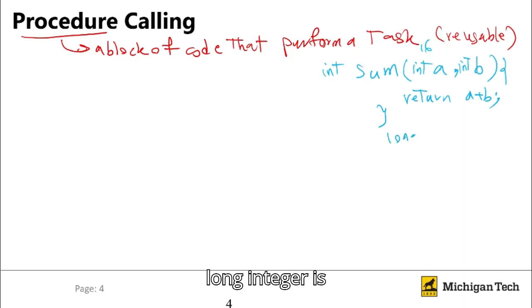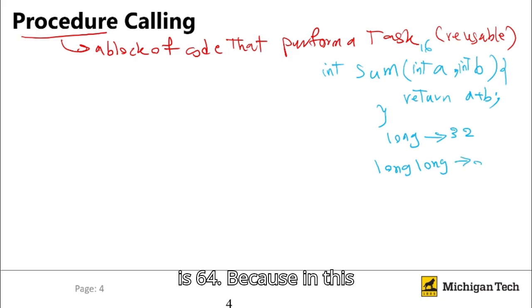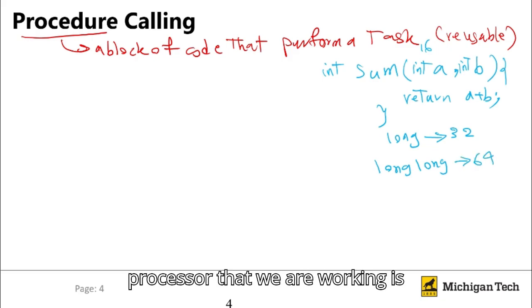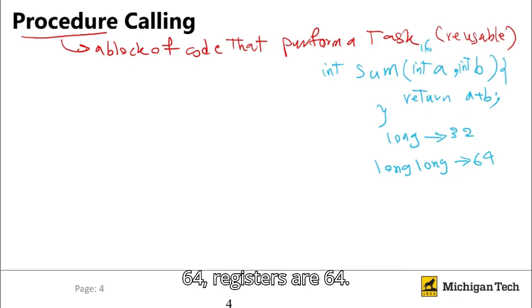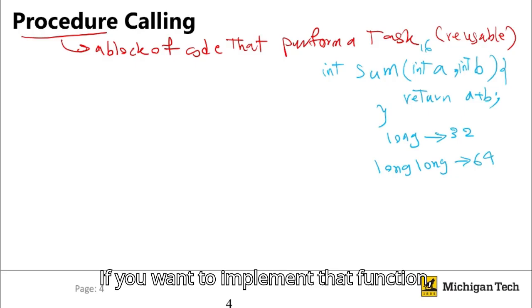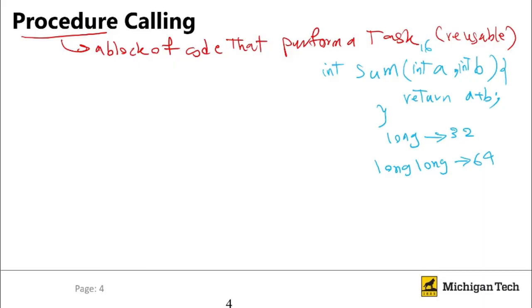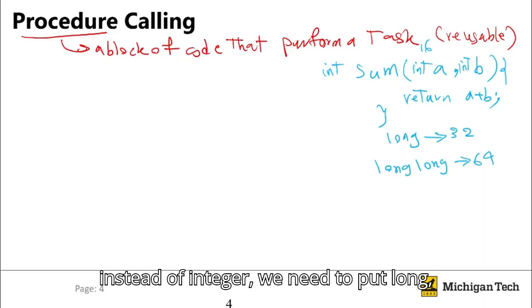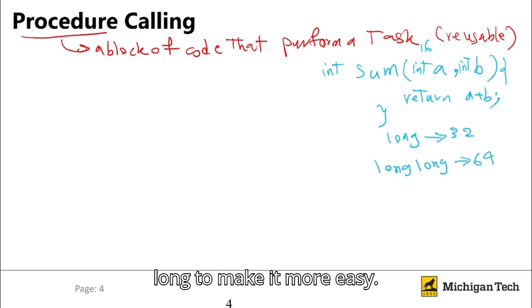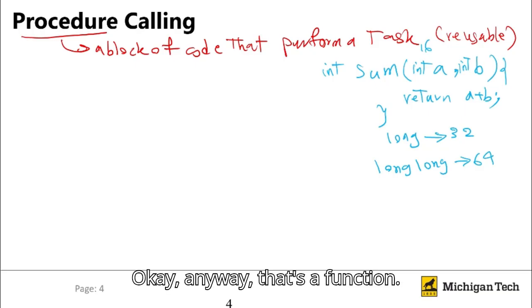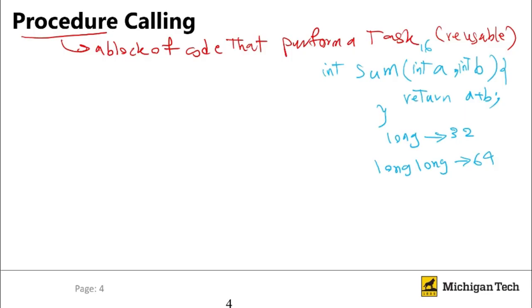Long integer is 32, and long integer is 64. Because in this processor that we are working on, the registers are 64. If we want to implement that function, instead of integer, we need to put long to make it easier. Okay, anyway, that's a function.